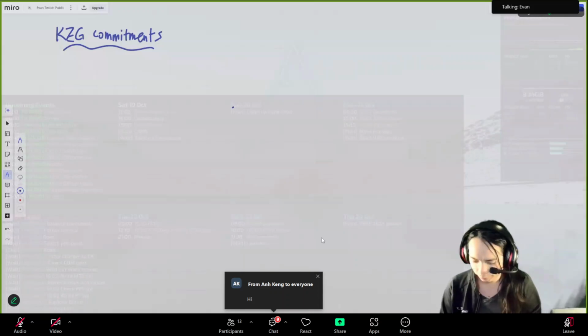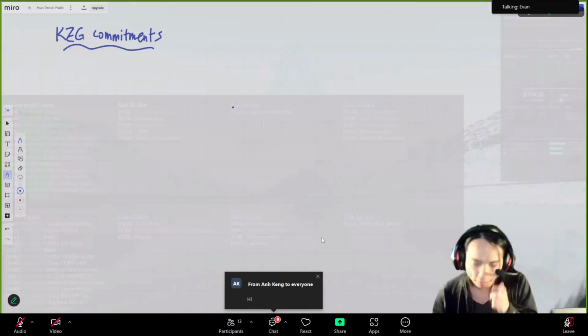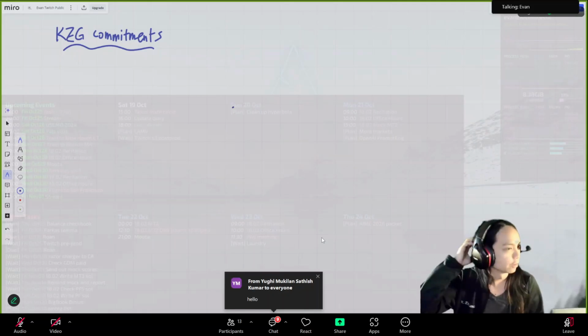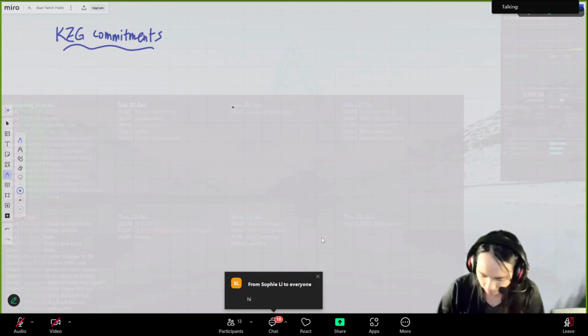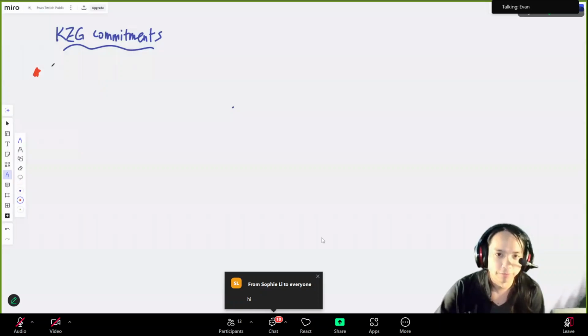Okay, so this is a talk about KZG commitments. Before I try to say too much about KZG, let me talk a little bit about hash functions first, which is kind of the source of it.